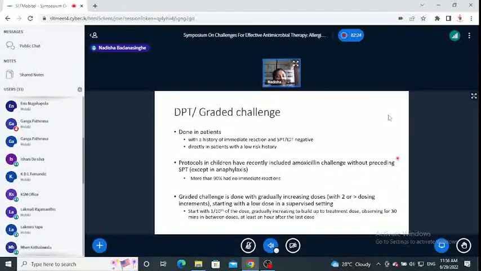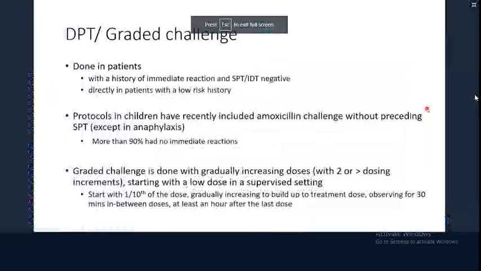Okay. And the graded challenge can be done if the skin prick test and the intradermal tests are negative, and even directly in patients with a low risk history. And protocols in children have recently included amoxicillin as the first line without proceeding with the skin prick test, except in cases of anaphylaxis, because it's very difficult to do skin prick tests in children. It's time consuming and painful. So graded challenge can be done with gradually increasing doses, with 2 or more doses.